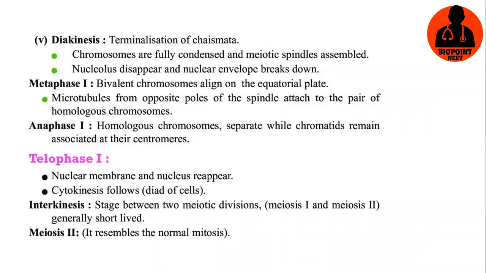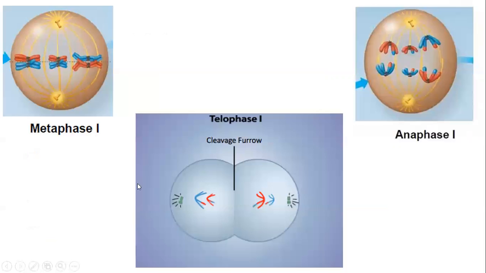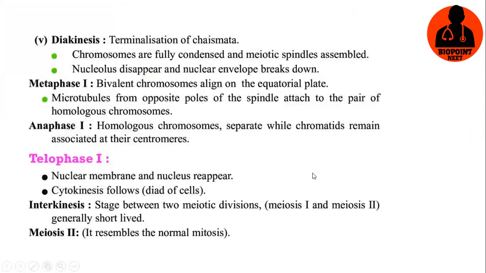So in diakinesis, what happens is the terminalization of chiasmata. Chromosomes are fully condensed and meiotic spindles are assembled. All these two things occur in diakinesis that we have discussed now.